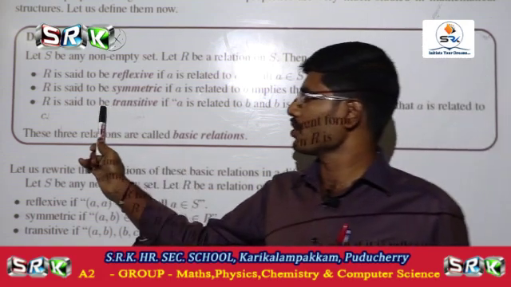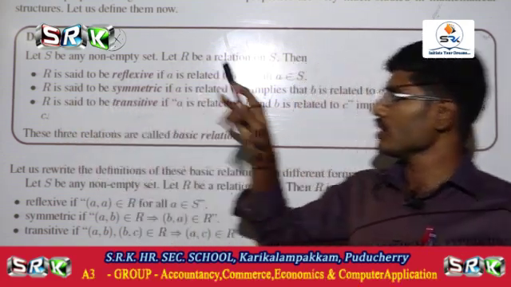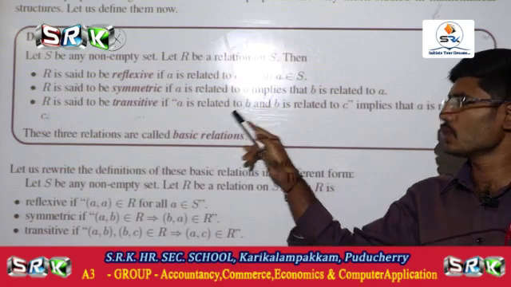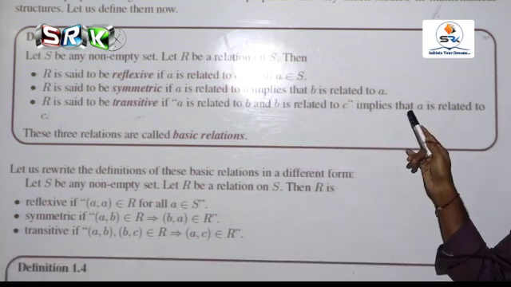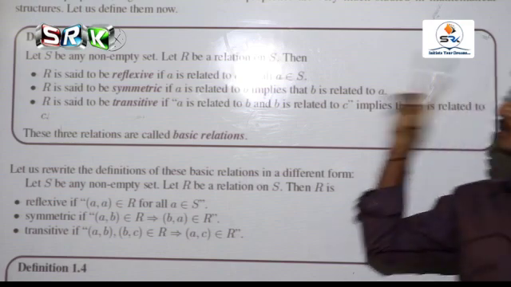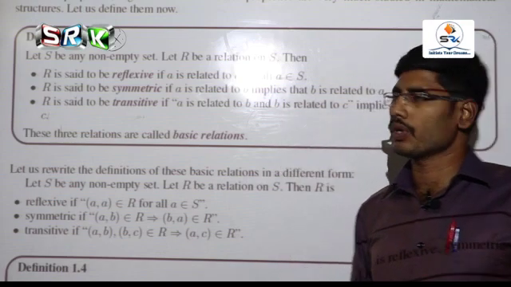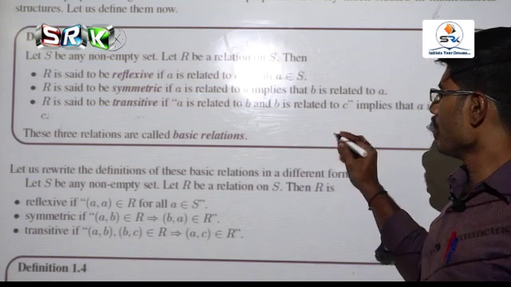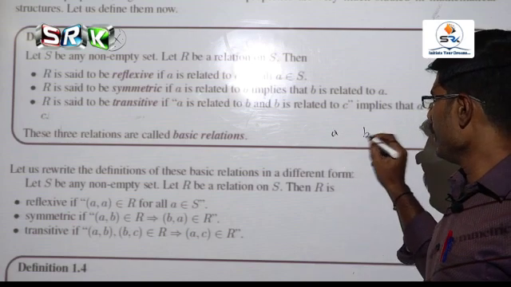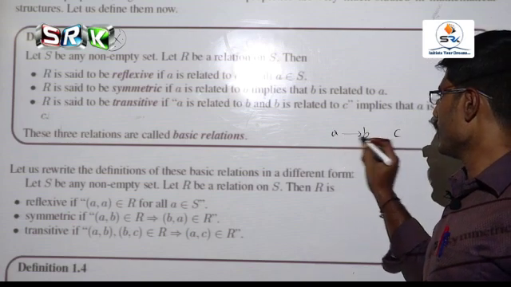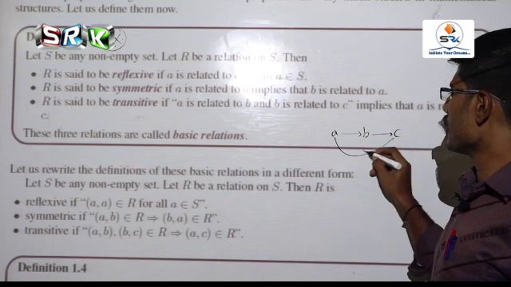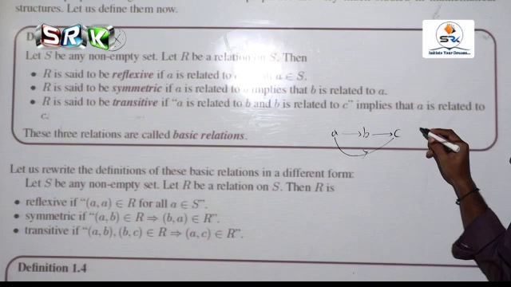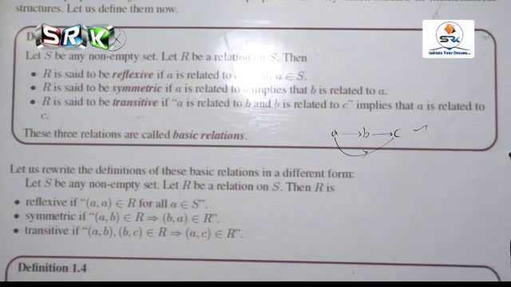And the last one is transitive. R is said to be transitive if A is related to B and B is related to C, it implies that A is related to C. Take three persons A, B, C. If A is a relative of B and B is a relative of C, and A is also a relative of C, then it is called transitive. Okay, it is clear.